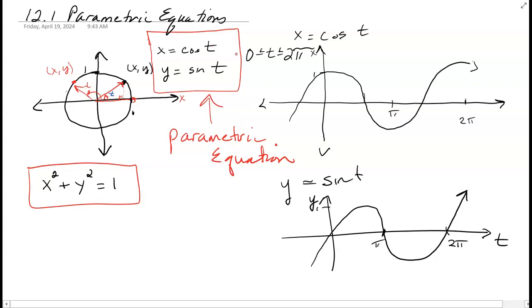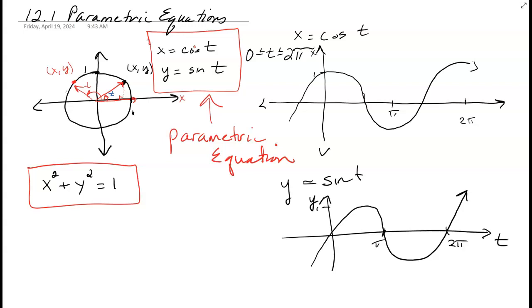X is always going to be cosine t on a unit circle, and y is always going to be sine t. If we move away from the unit circle and become a larger radius, all that's going to do, and we'll get to that in a minute, is the coefficient in front of cosine and sine would no longer be 1. If the circle had a radius of 2, there'd be a 2 in front of there. If it had a radius of 5, there'd be a 5 in front of there.